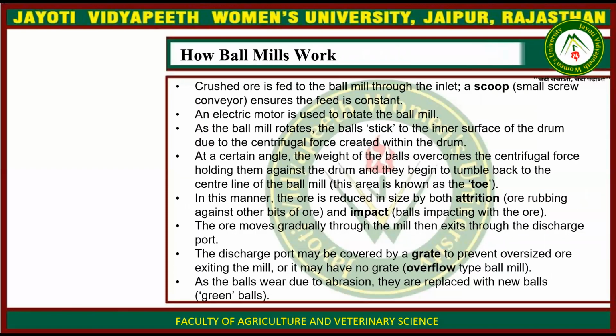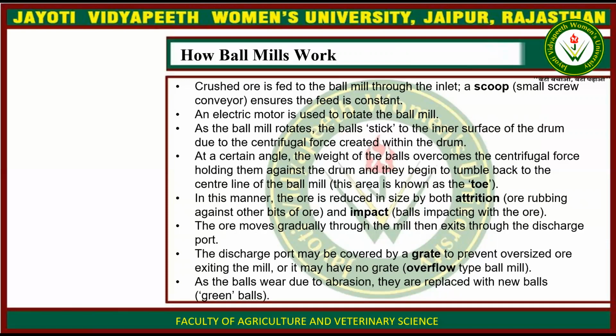Then how a ball mill works. Crushed ore is fed to the ball mill through the inlet. A scoop ensures the feed is constant. An electric motor is used to rotate the ball mill. As the ball mill rotates, the balls stick to the inner surface of the drum due to centrifugal force created within the drum. At a certain angle, the weight of the balls overcomes the centrifugal force holding them against the drum, and they begin to tumble back to the center line of the ball mill.